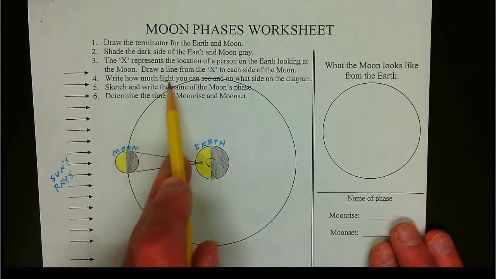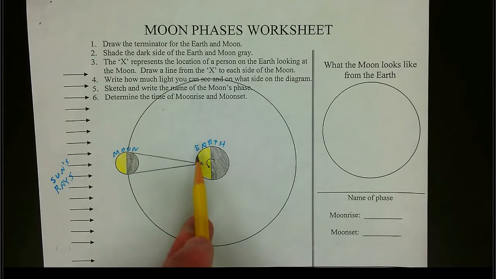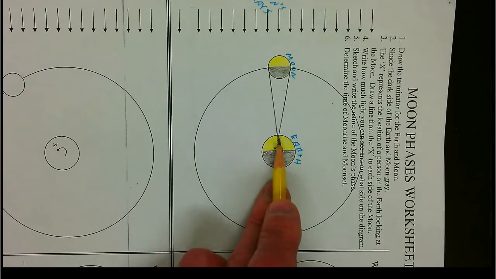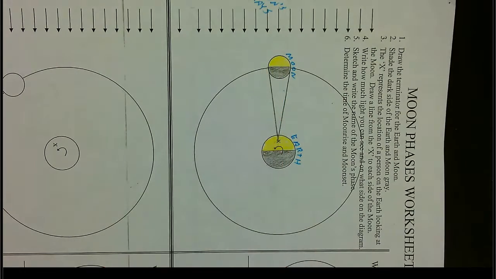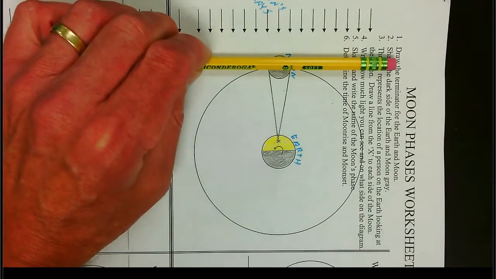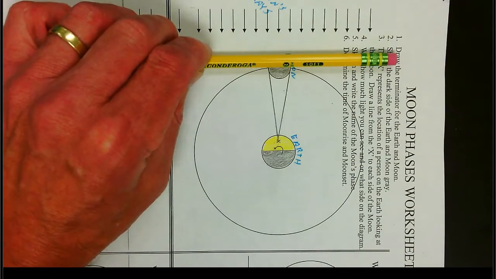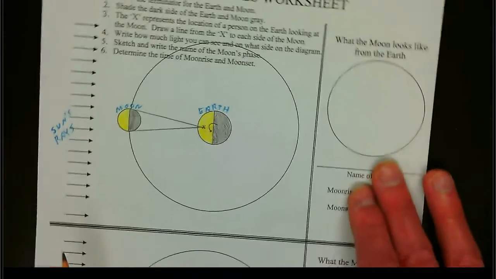So write how much light you can see and on what side. So if you were that person on the X and you were looking at the moon, you don't see any of the half that's lit. That half we can't see. We can't see the back side of the moon. We can only see what's in front of us. So from Earth, we don't see any light at all.